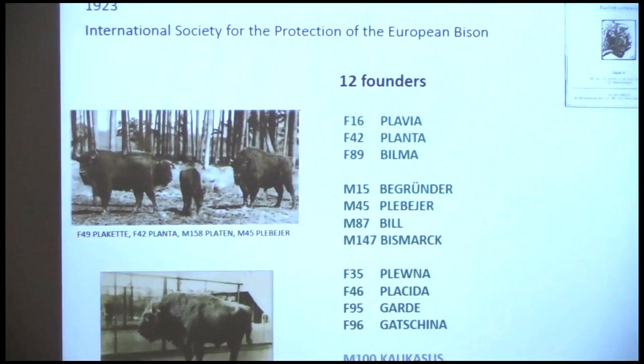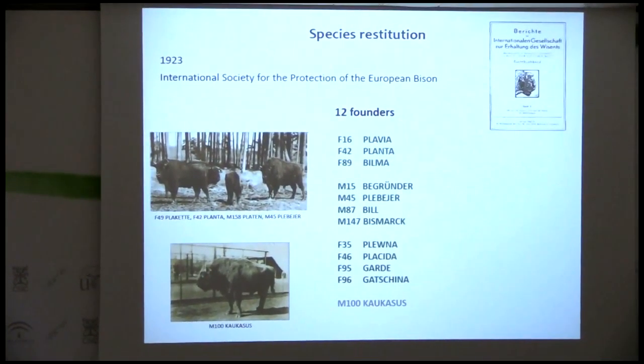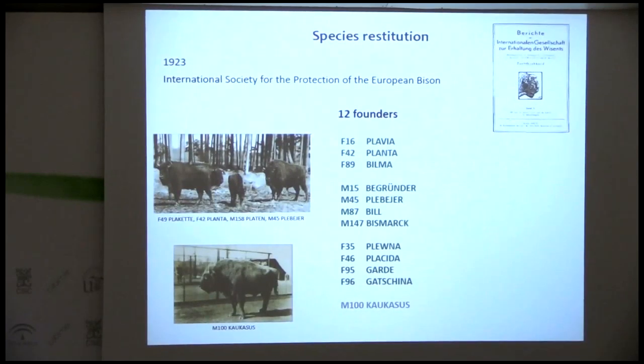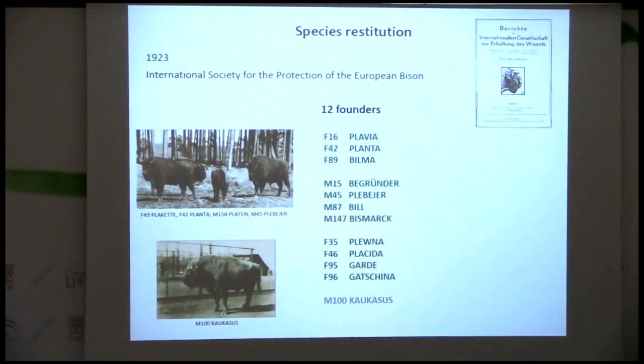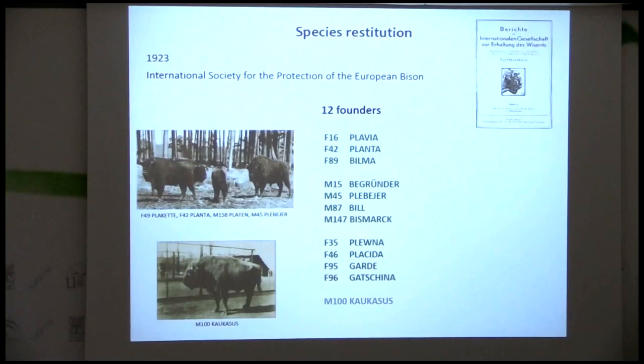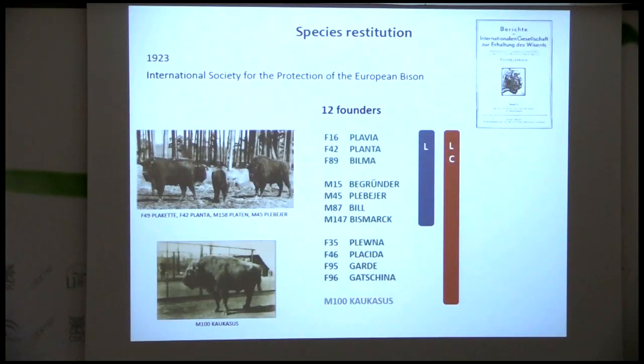Due to this dramatic situation of European bison, the International Society for the Protection of the European Bison was established and the successful restitution process began. The gene pool of modern bison originates from just 12 founders bred in reserves and zoological gardens. 11 of them belong to the lowland subspecies, and there was only one bull, Caucasus, representing the Caucasian line. The modern herds are managed as two separate genetic lines: the lowland line, which originates from 7 founders and includes putatively pure lowland bison, and the lowland-Caucasian line, which originates from all 12 founders, including the Caucasian bull.